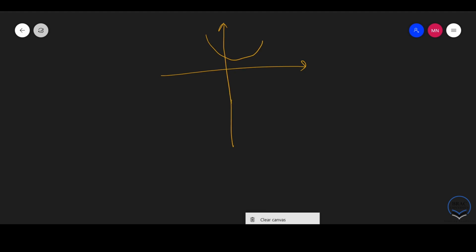Now, how can we determine from a graph of a function if a function has an inverse or not? If we are given a graph of some sort of function, let's say we have a graph such as this. Once again, it's a parabola, right? So how can we find from the graph of this function if this function has an inverse or not?